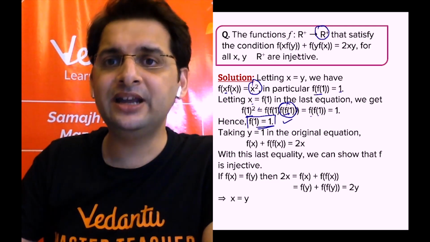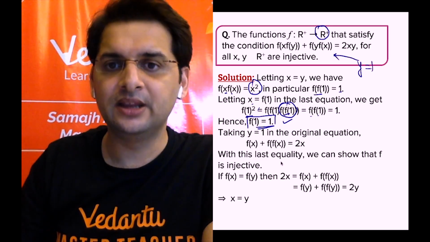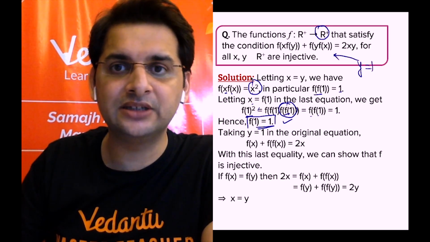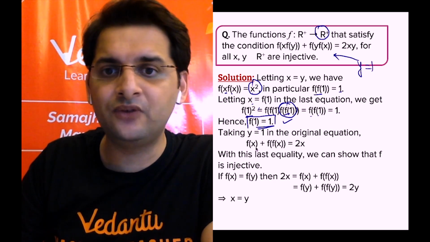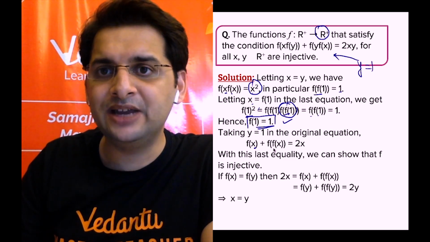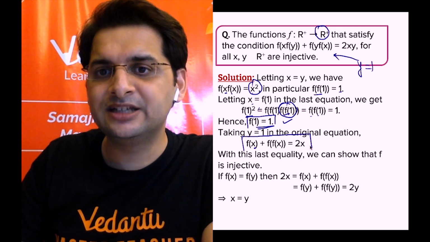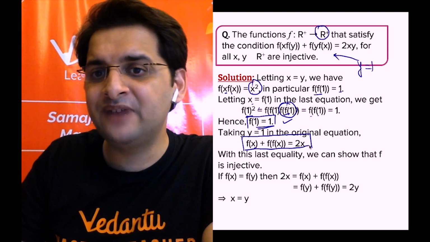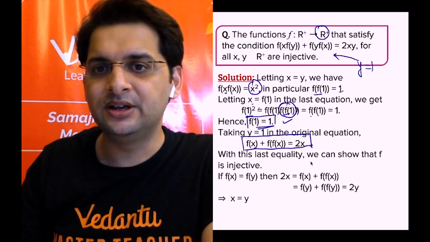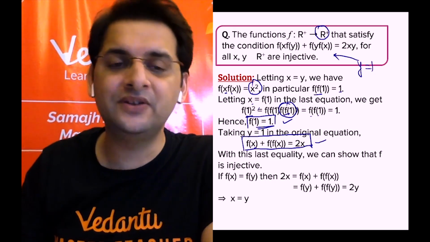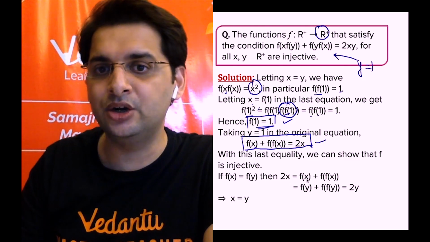Now, if we put y is equal to 1 in the original equation, the original equation becomes f of x times f of 1, which is 1, plus f of x is 2x. So this becomes the simplified version of the original functional equation now. Now with this, we can prove that the given functional equation or given function is injective in nature. How do we do this?